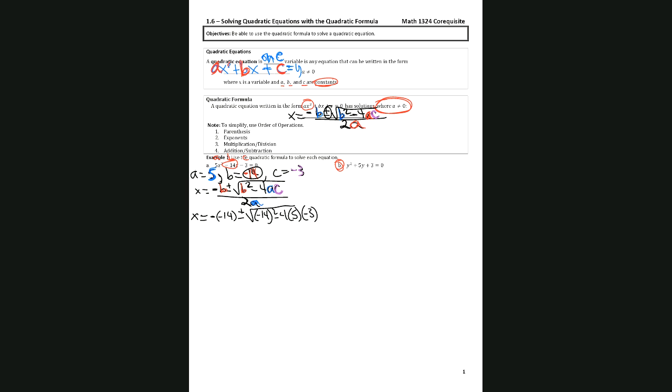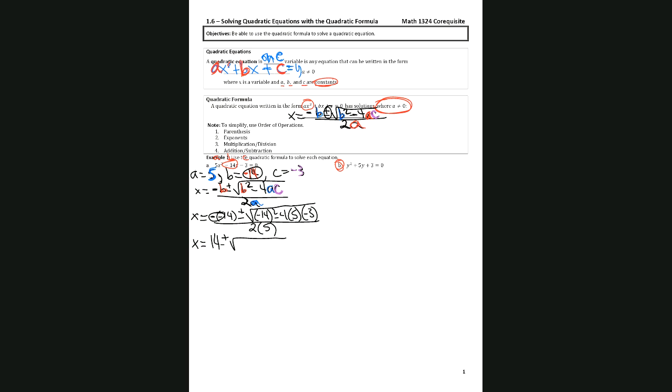All of this is still inside the square root, and here we will have 2 times a, so 2 times 5. So moving on, this is going to be negative times negative. So that will give me a positive 14, or simply I just don't need to write a sign in front of it. And then we will have plus minus the square root.